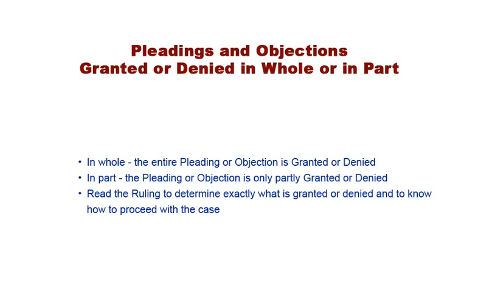The judge can decide to grant or deny a pleading or objection in whole or in part. In whole is when the entire pleading or objection is granted. In part is when the pleading or objection is only partially granted. It is not uncommon for a judge to grant a pleading or objection in part.